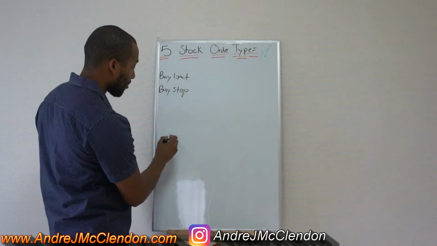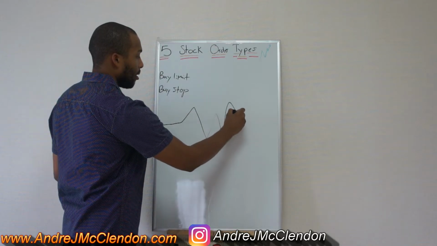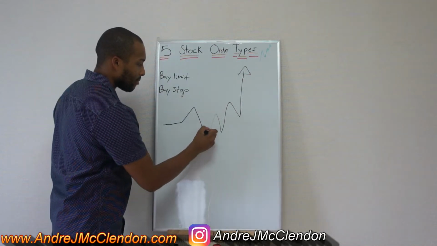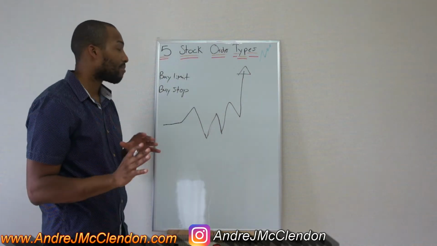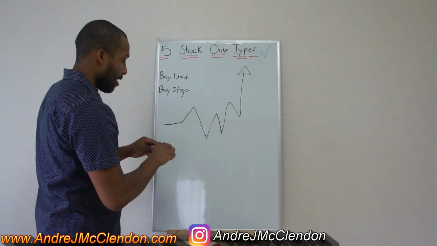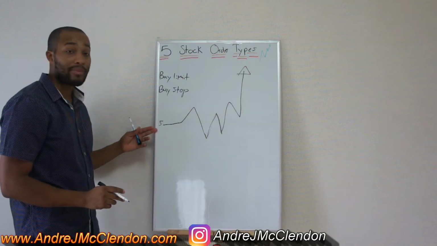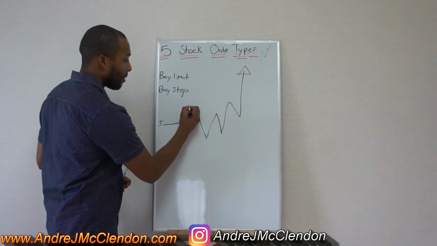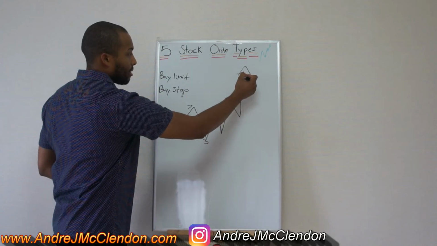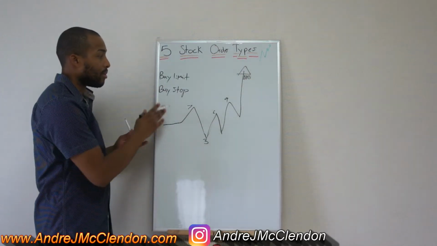So let's say here's your stock price, and it's going up and ultimately goes in this direction. What a buy limit does is let you buy at the cheapest price. Let's say the stock price is at $5 and it's bouncing around, this is 5, this is 7, this is 3, this is 6, this is 9, and ultimately this is 15. It goes up.